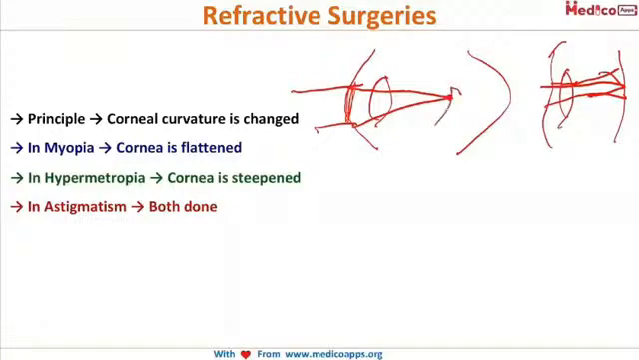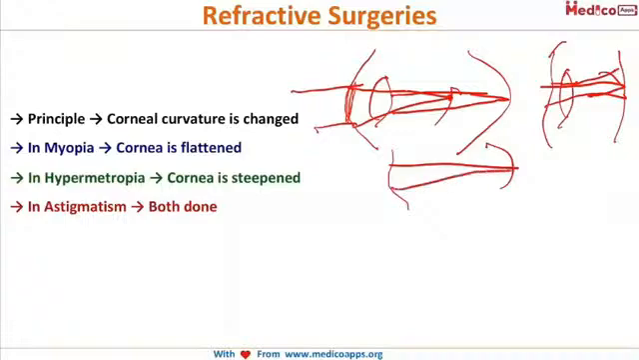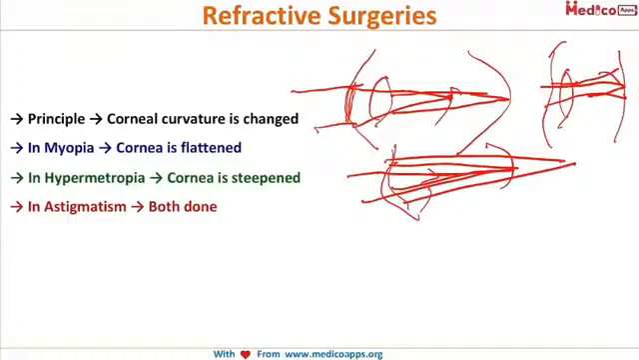I hope you are understanding what I am trying to say. The rays go a bit further with the help of some divergence because the cornea is flattened, and it focuses on the retina. This is how refractive surgeries work in myopia. In hypermetropia, similarly, you steepen a flat cornea so that the image falls on the retina. What happens in hypermetropia? Usually the image is focused behind the retina. If you steepen the cornea, it helps in converging the light exactly on the retina.